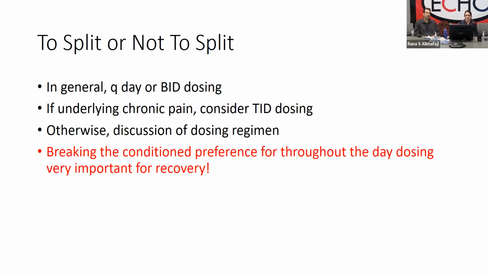And breaking the conditioned preference for throughout the day dosing is very important for recovery. Yeah, so a lot of people will be used to taking an opioid several times a day. So for instance, they may have been injecting heroin 4 or 5 times a day. And so if we're helping them shift to a once daily dosing, it can help break that cycle where they're constantly looking for it or possibly leaving work, things like that. That transition can also be kind of scary for people sometimes too, because it's a pattern that they're used to, and so it's helpful to have that conversation ahead of time as well, and see how they're doing with that. That's when the therapy can also be quite helpful.